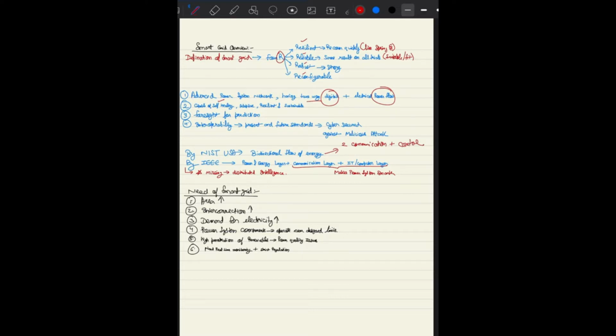Whereas when I talk about IEEE, it says that a smart grid is a system of systems where each functional domain consists of 3 layers. Those 3 layers are the power and energy layer, communication layer, and IT layer. So communication and IT layers make the power system smarter, we already know. But what was missing in the definition of IEEE was that they missed out the distributed intelligence term.